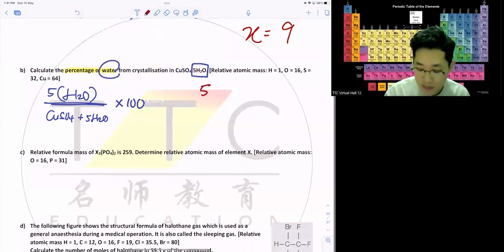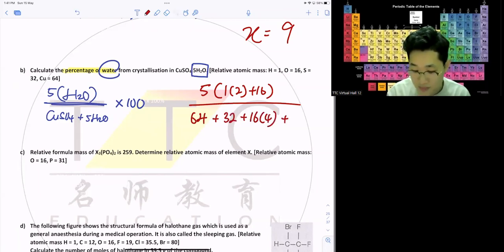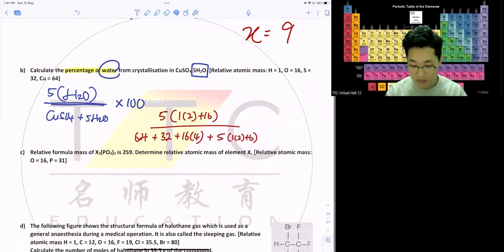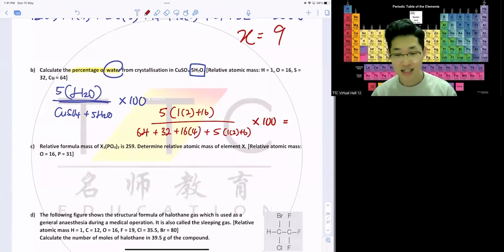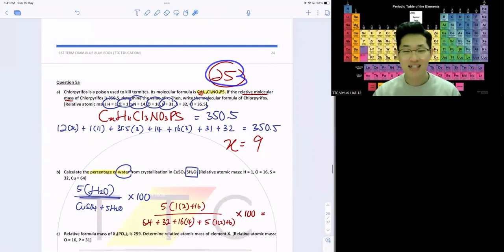So 5 times H2O, divided by CuSO4 plus 5 H2O, times 100. To get, teacher, which page? Hi, Ashton. We are in page 25. Oh, Ashton is here. Wow, okay, we are in page 25. So what's the answer?